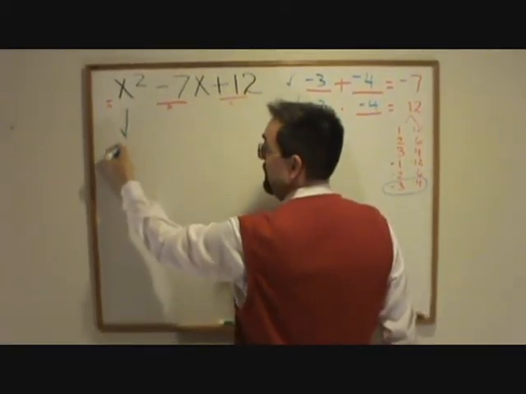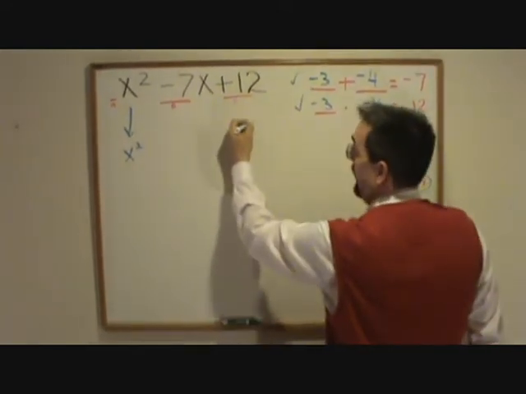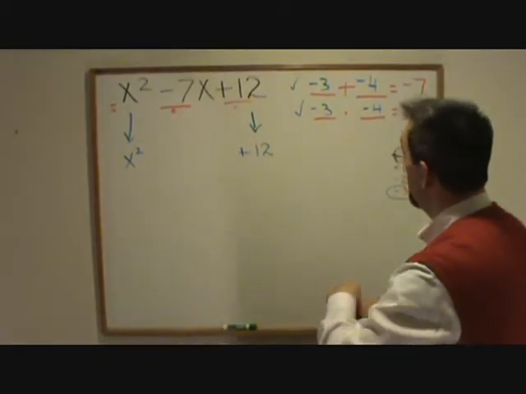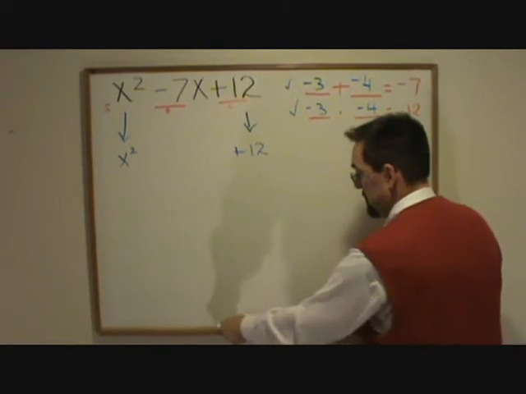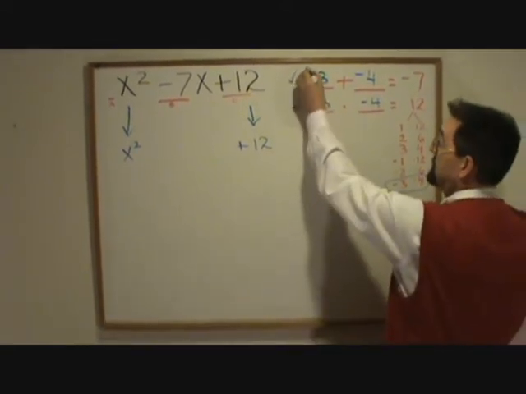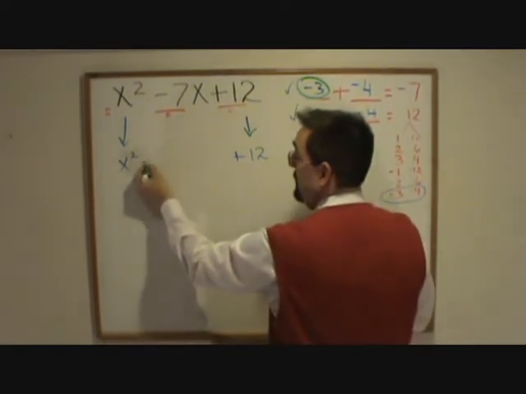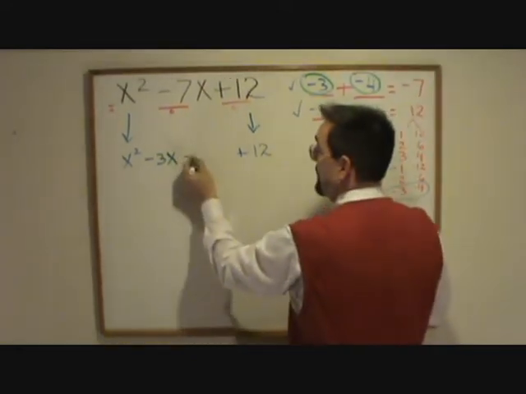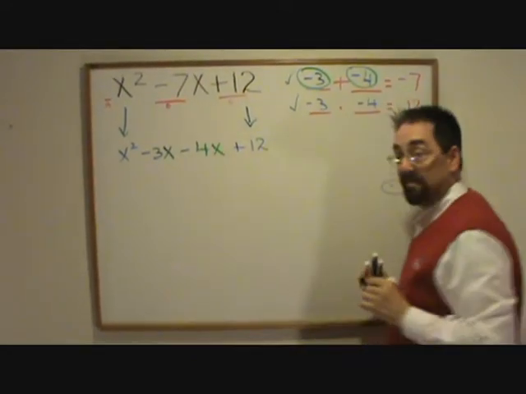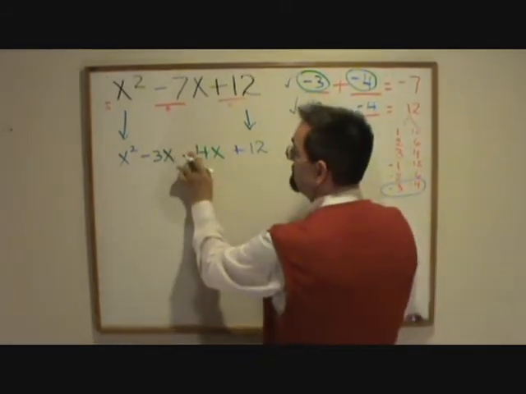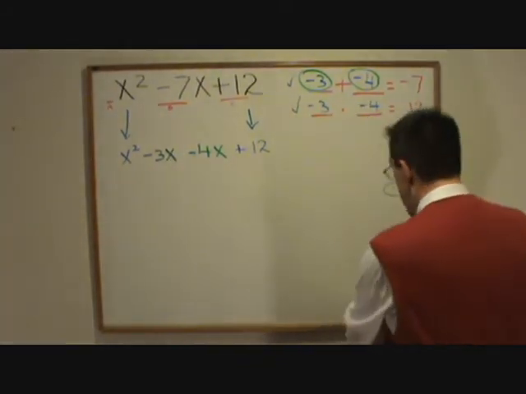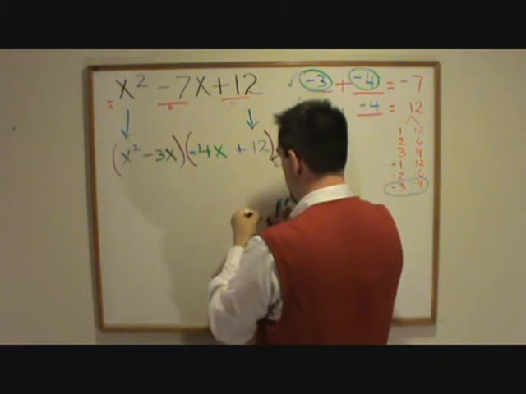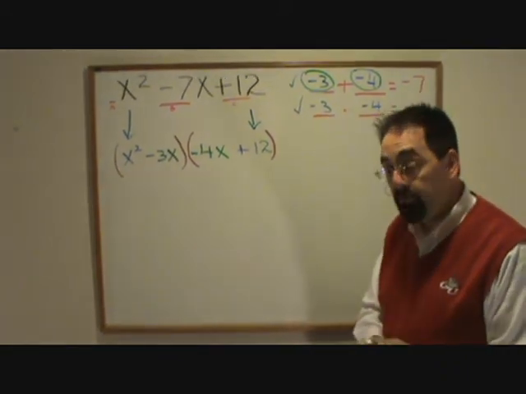Good job. Now, taking these factors, let's see what we can do in here. First thing we do, bring down the x squared and bring down the 12. Now, we're actually going to use these values and put them in there for the middle terms. So the minus 3x and the minus 4x. Awesome. Now, I'm going to move this minus over just a little bit, and we're going to put brackets around this.